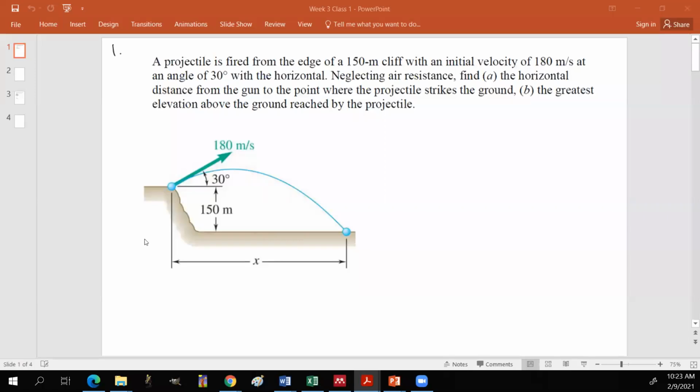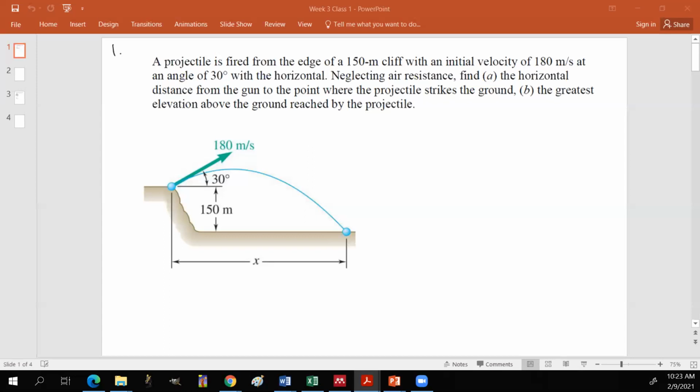All right, so the first problem is projectile motion, and we're looking at a projectile that is fired from the edge of a 150-meter cliff. So the height of the cliff is 150 meters, at an angle of 30 degrees with the horizontal. No air resistance. We're asked to find the horizontal distance from the gun to the point where the projectile strikes the ground, and then the greatest elevation above the ground that is reached by the projectile.